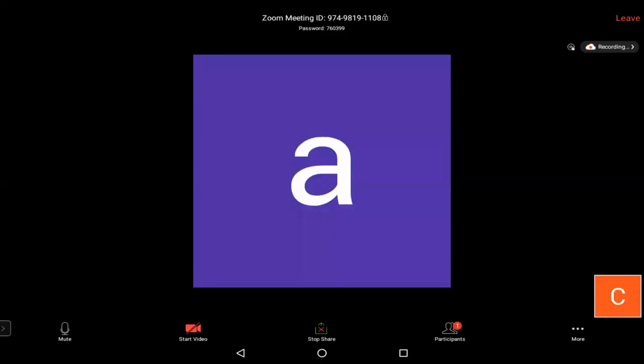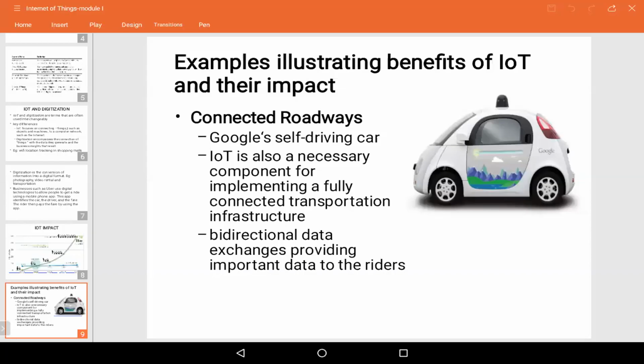We are talking about the IoT impact. Firstly, I told you Google played a major role in the Internet of Things, where they introduced the concept of connecting roadways. This had a major boom in IoT, where there were a lot of talks about how the IoT is helping in connecting the roadways by introducing the Google self-driving car.